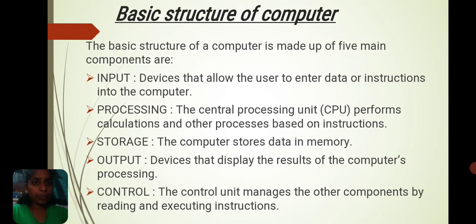Basic structure of computer. The basic structure of a computer is made up of five main components: input, processing, storage, output, and control. Input means devices that allow the user to enter data or instructions into the computer. Processing: the central processing unit, CPU, performs calculations and other processes based on instructions. Storage: the computer stores data in memory. Output: devices that display the results of the computer's processing. Control: the control unit manages the other components by reading and executing instructions.